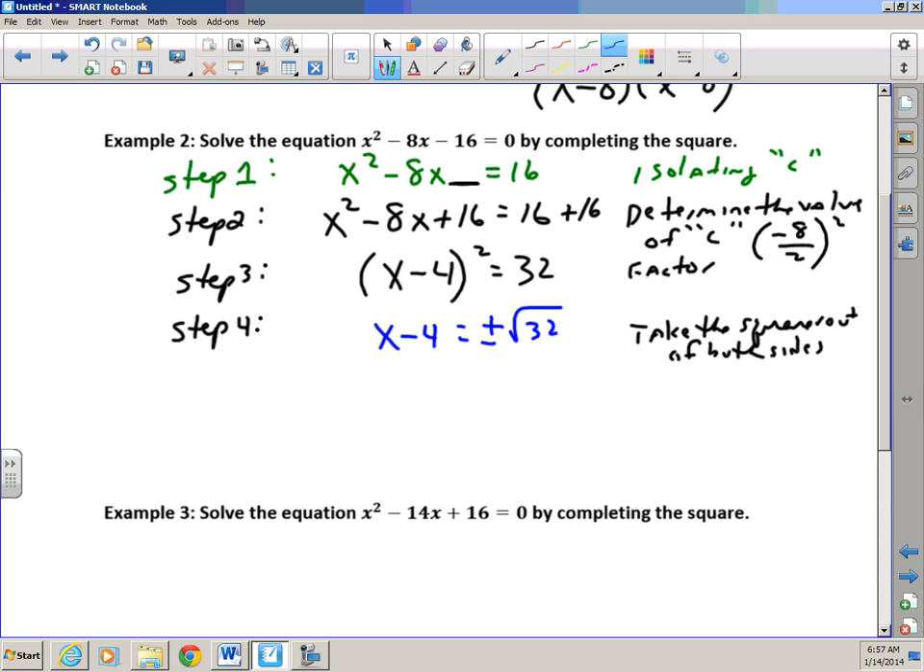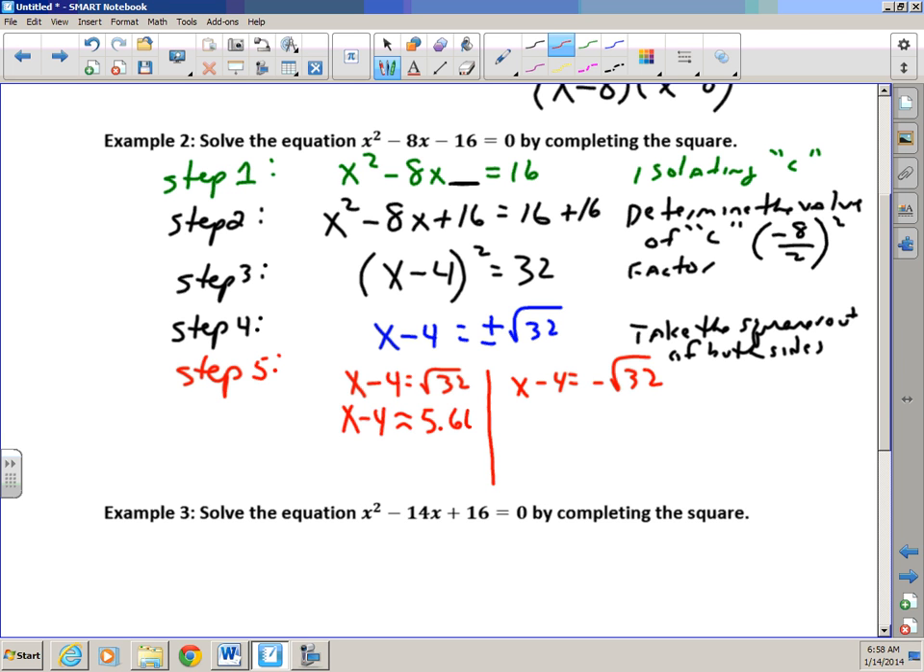Now, remember, we're always looking for two answers, and that's what the plus minus does. So step 5, I'm going to divide this into two parts. X minus 4 equals the square root of 32, and x minus 4 equals negative the square root of 32. You go to your calculator, you look up the square root of 32. We're going to take it out to the hundredths place. So x minus 4 is approximately 5.66. X minus 4 is approximately negative 5.66.